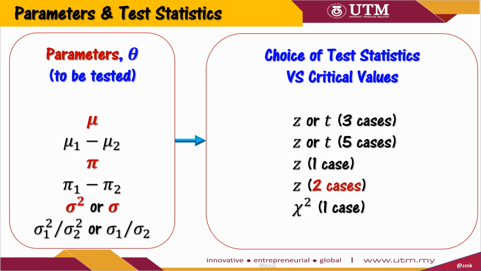The last parameter of interest in this chapter is testing the ratio of sigma 1 squared over sigma 2 squared, or the ratio of two standard deviations, sigma 1 over sigma 2. Here, we only have one case, that is to use an F-test statistic that will be compared with 1 or 2 F critical values.